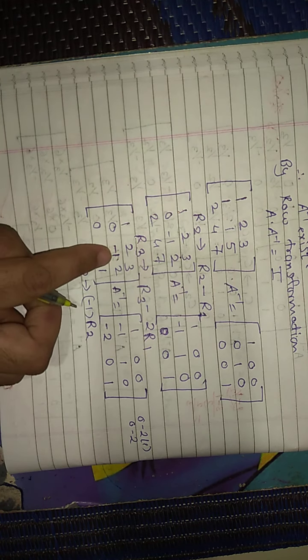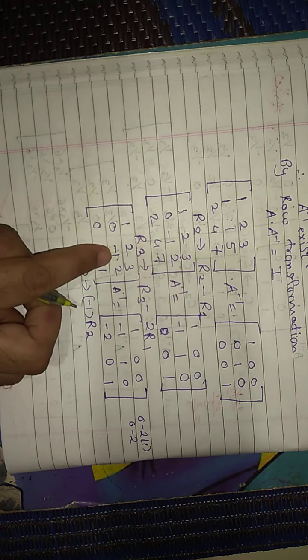And the last element: 0 into minus 1, 0; minus 1 into minus 1, 1; 2 into minus 1, minus 2; minus 1 into minus 1, 1; 1 into minus 1, minus 1; 0 into minus 1, 0. Take a screenshot of this page and we find the next one because we have to convert in the identity matrix. So screenshot.